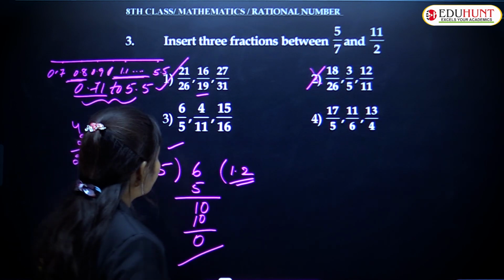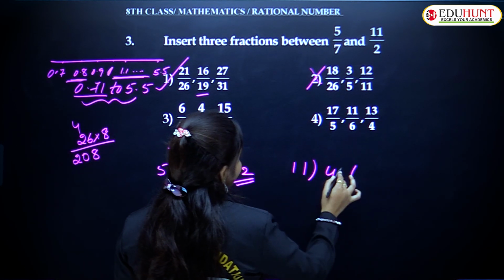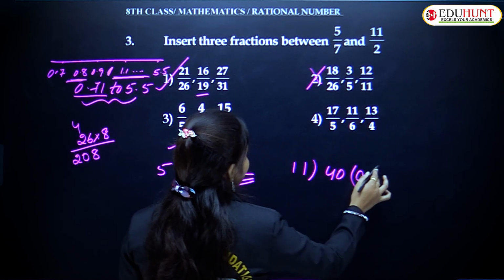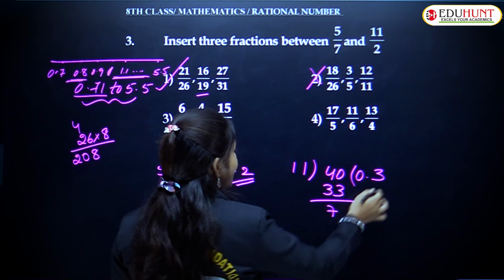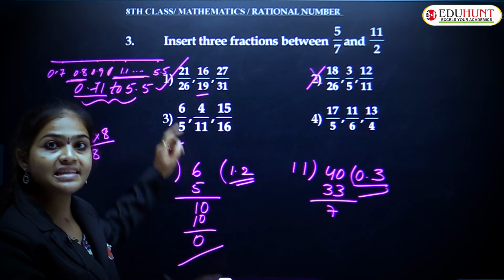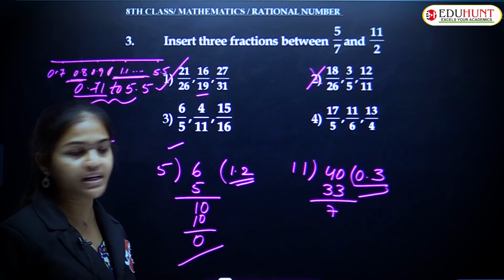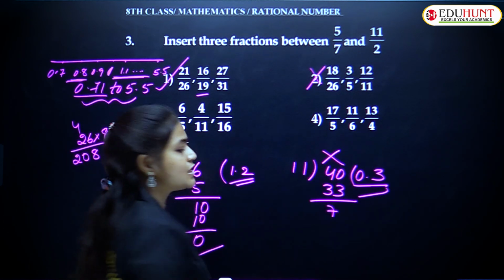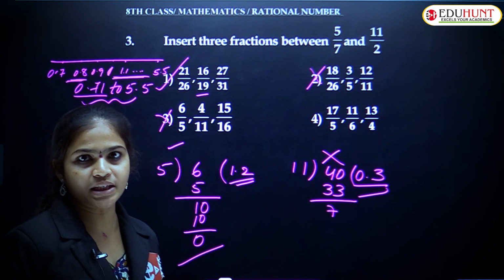Okay, so the next number we have to check, that is 4 divided by 11. 0 and 0. So 11 3 is 33. So the remainder is 7. So here we are having 0.3, but here the starting number is 0.7. So 0.3 is less than 0.7. So that's why this is not satisfying. So that's why here option 3 is the wrong option.